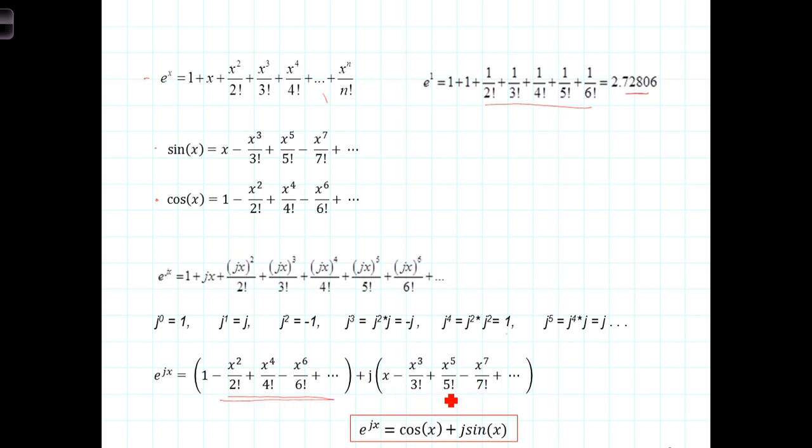When you look at these two infinite sums, you see that this term right here is just the Taylor series expansion for the cosine of x. This term right here is just the Taylor series expansion for the sine of x. And in fact, we can then say, and have thus proved, that e to the jx is equal to the cosine of x plus j sine of x. Again, we're going to use that as we derive and develop this concept known as phasors that we'll be using as we analyze circuits in the sinusoidal steady state.